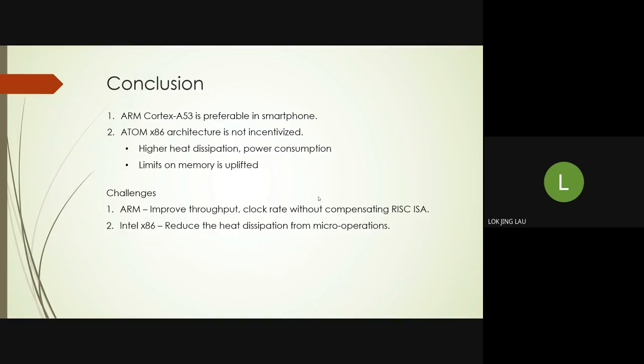So I would say the challenge for ARM is that it needs to improve the throughput and clock rate without sacrificing the RISC instruction set architecture. For Intel, it needs to find a way to reduce the heat dissipation from the micro operations if it wants to work efficiently in small electronic appliances.